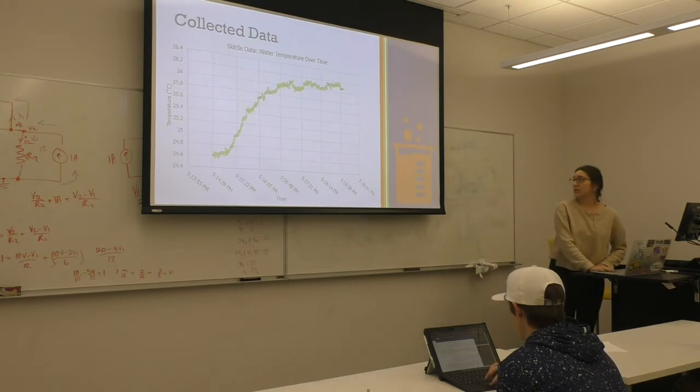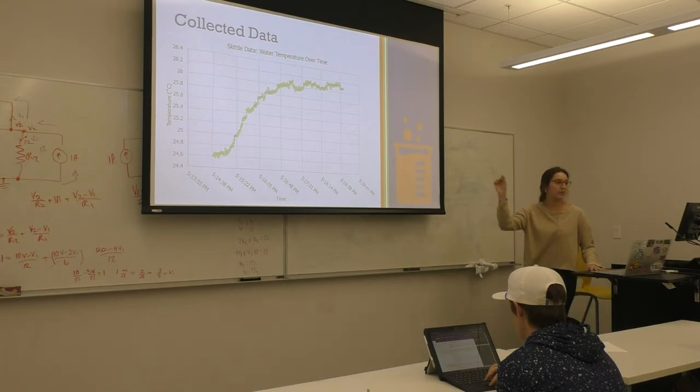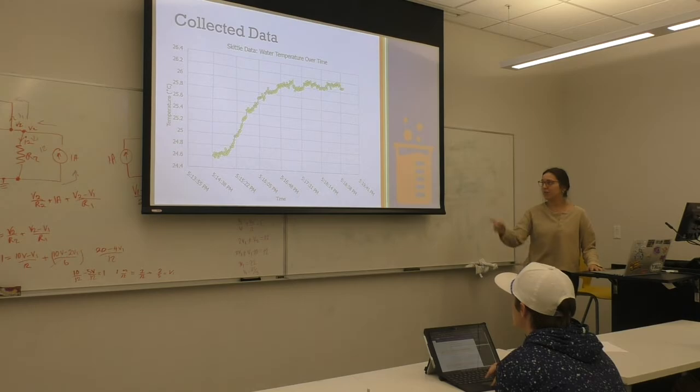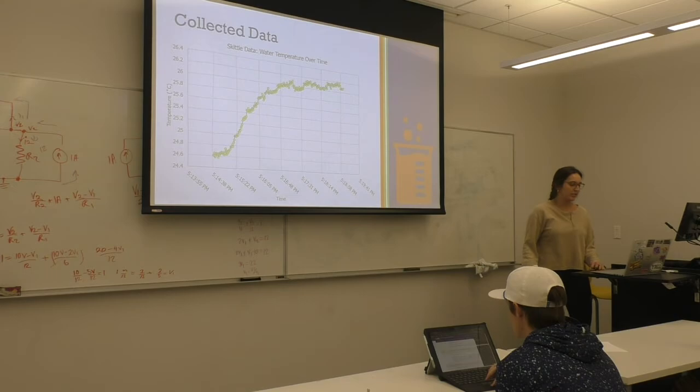This is the collected data over time. The reason for not having the straight line was because we didn't press record soon enough, so that's why there's not that whole 2 minutes of baseline data before the transient data.